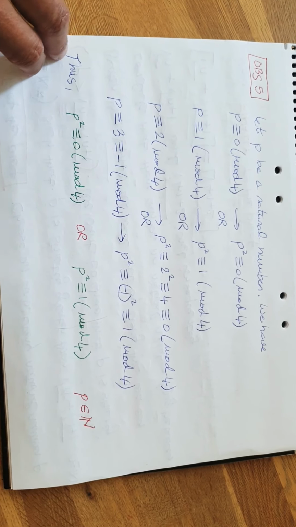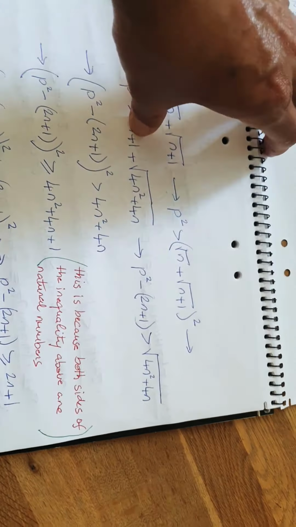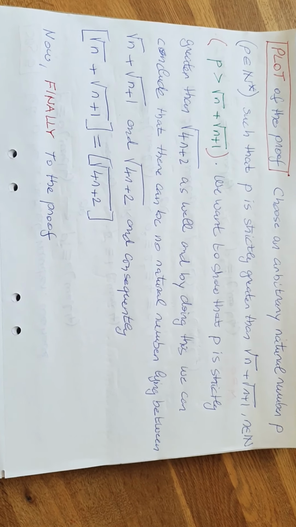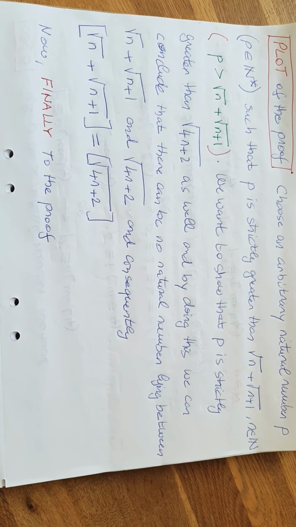And now, before starting with the proof, I would like to make a plot of the proof. So I would like to show how I am thinking here, and then we will start with the proof. So what I do here is I will choose an arbitrary natural number p. So p is any natural number different from 0, such that p is strictly greater than the square root of n plus the square root of n plus 1.